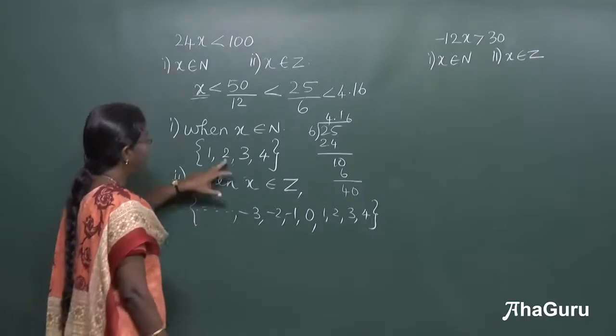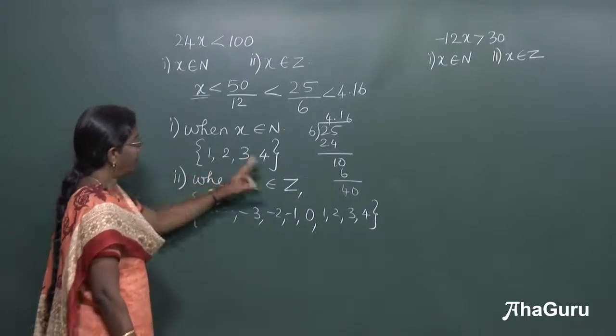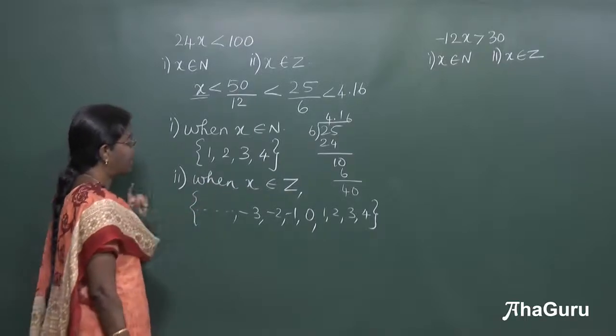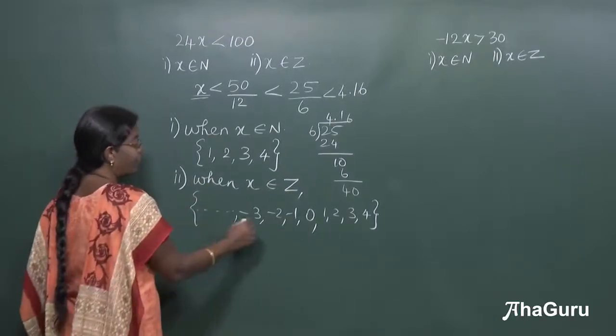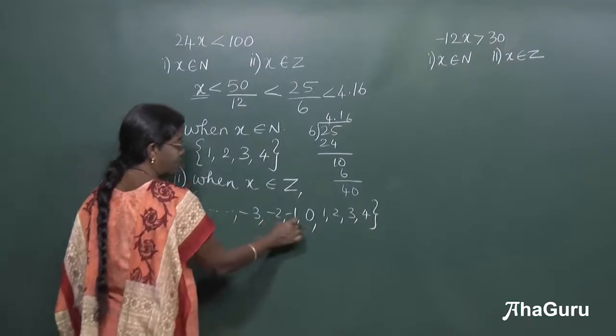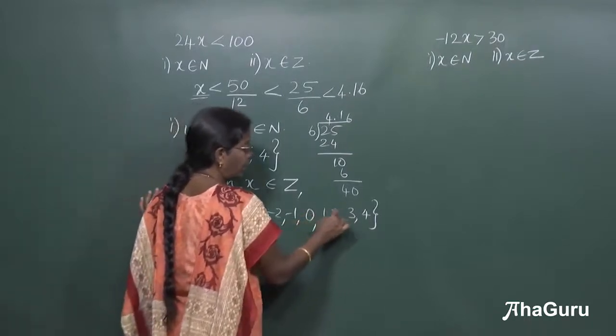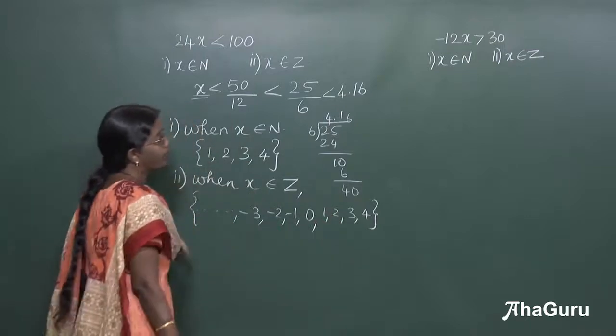When x is a natural number, this is a solution. These 4 values will be the solution, and when x is an integer, it has infinitely many solutions. All the negative integers along with 0, 1, 2, 3 and 4.